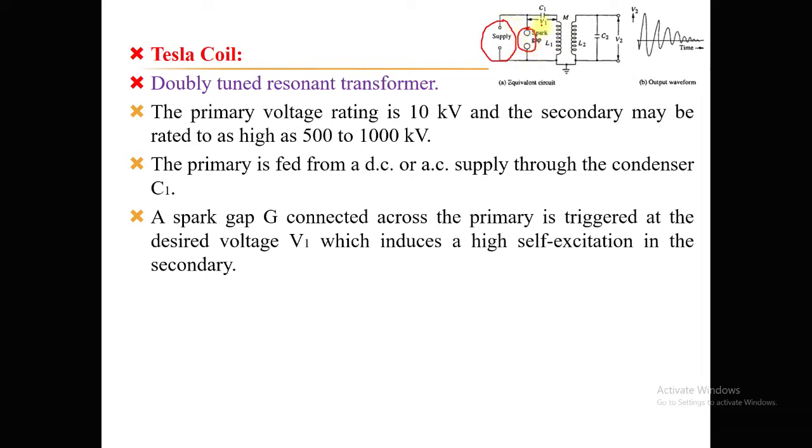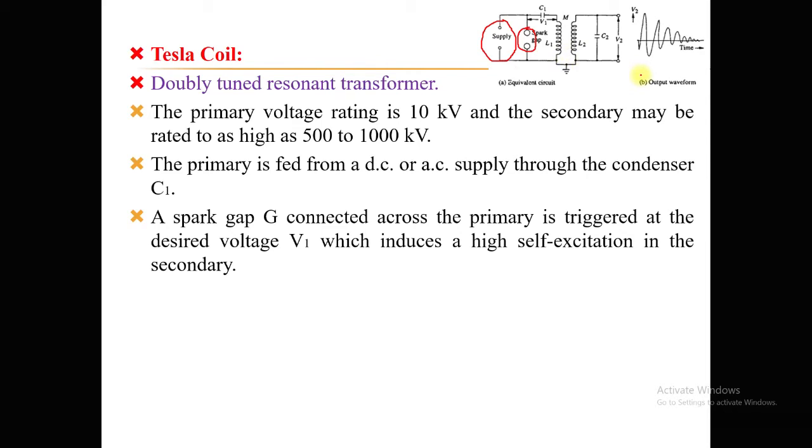Once it gets triggered, it makes this C1 in parallel with the L1, so as to obtain this parallel resonance condition. Once the spark gap across this primary circuit gets triggered at a desired voltage, it induces a high self excitation in the secondary because of the close proximity of primary and secondary winding, which enables the tight coupling between the two coils.